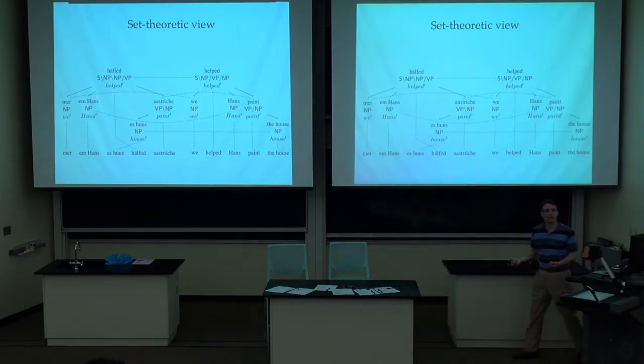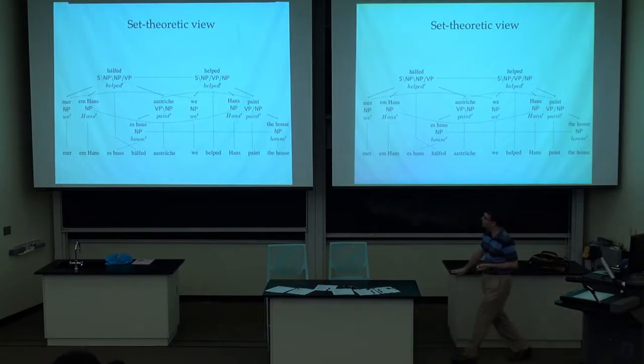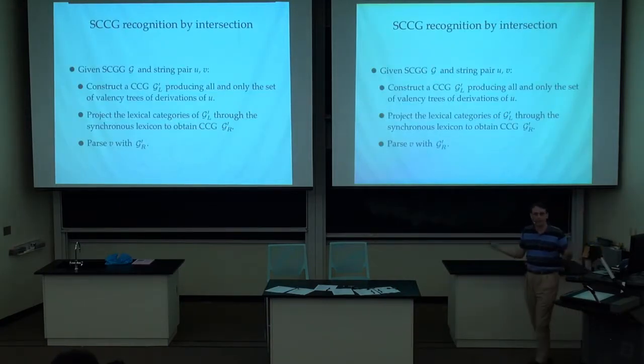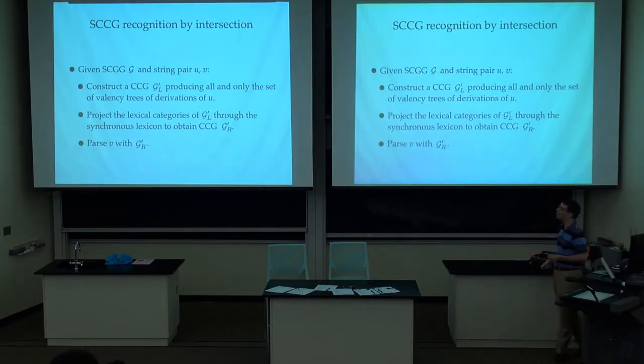So how can I answer that question? Well, this dependency tree is defined entirely in terms of CCG categories, so I can just take those CCG categories and parse the string. So what does this mean? This gives us an algorithm, right? So remember, I said, write down your algebra. That gives you the algorithm for recognition. So what does that look like?